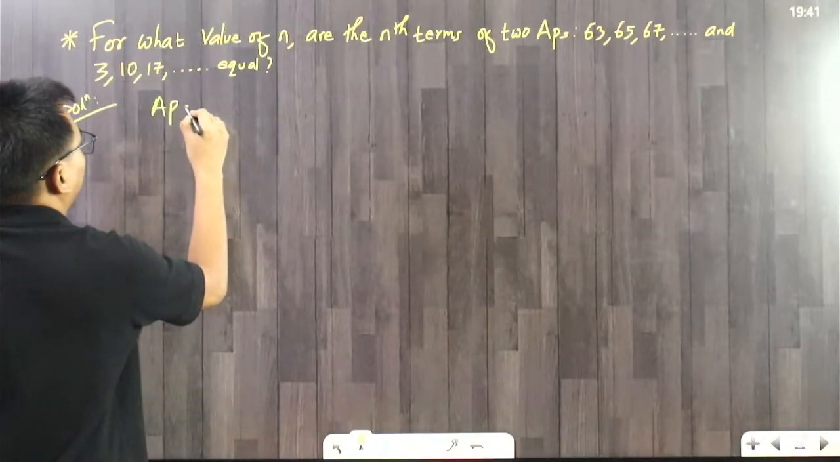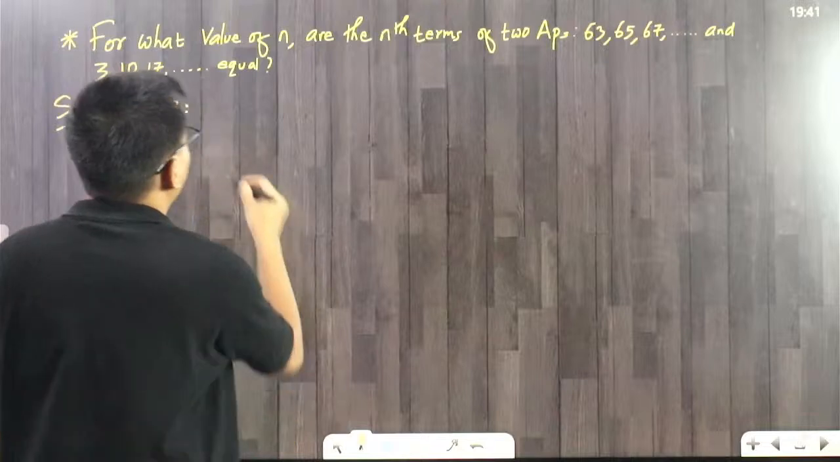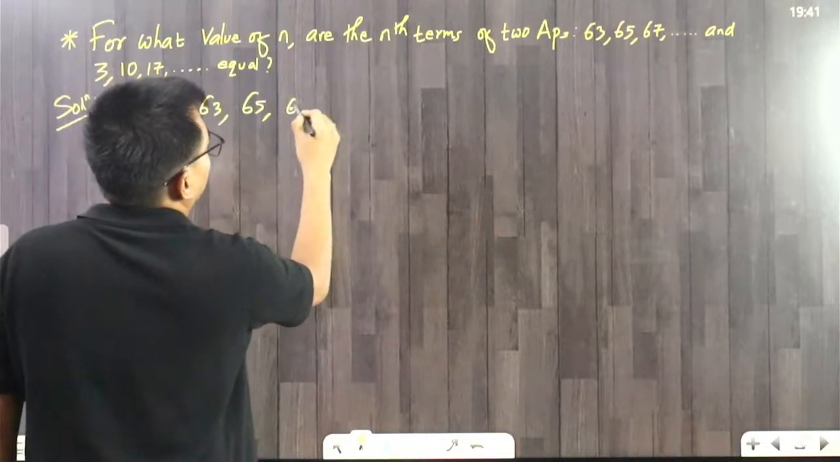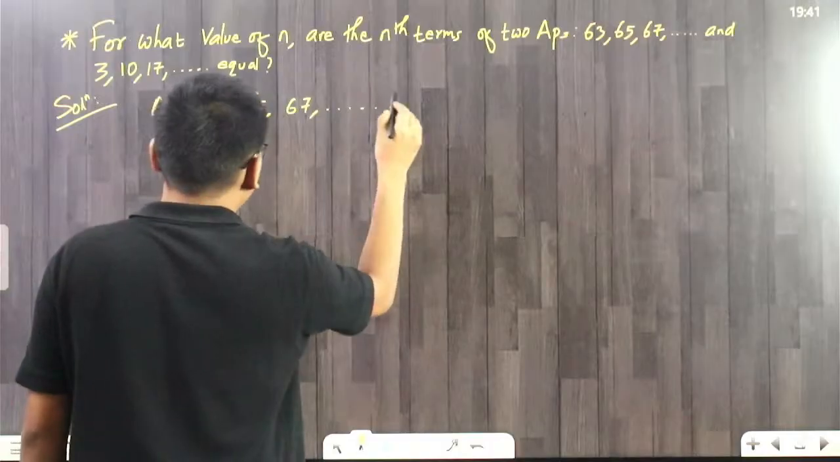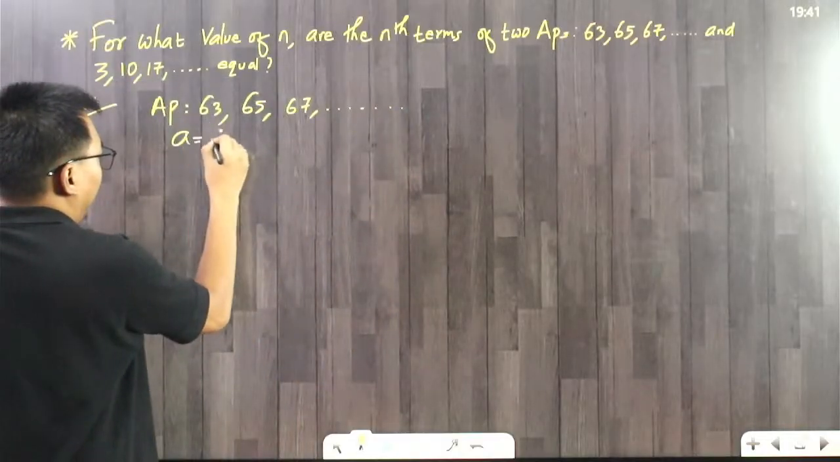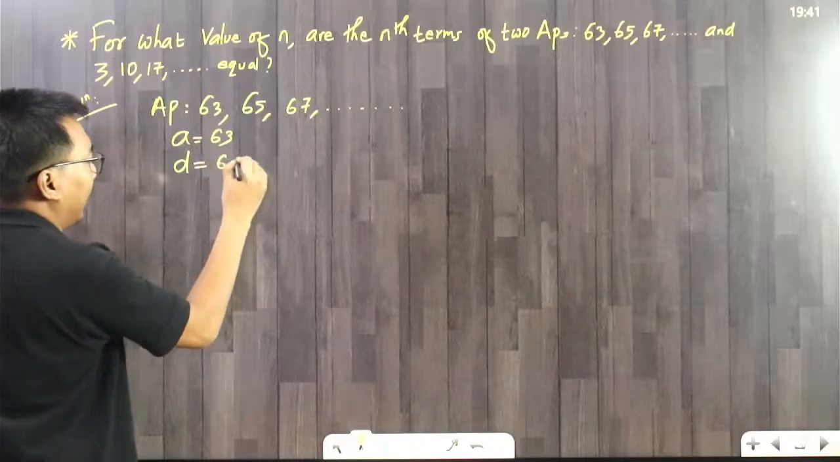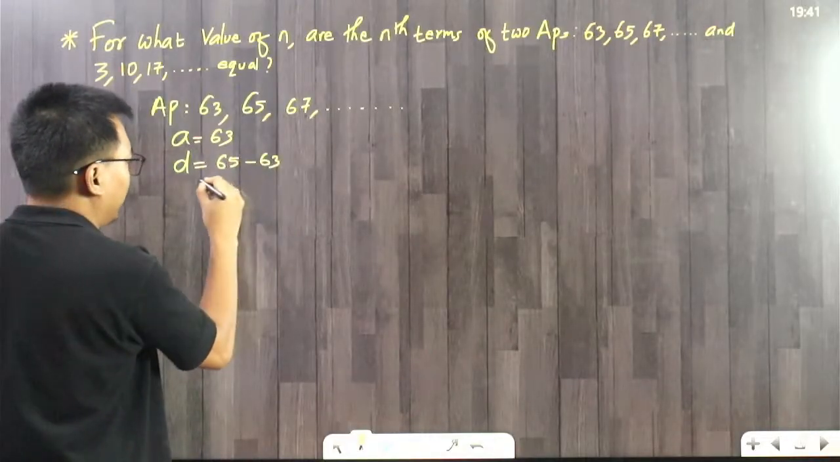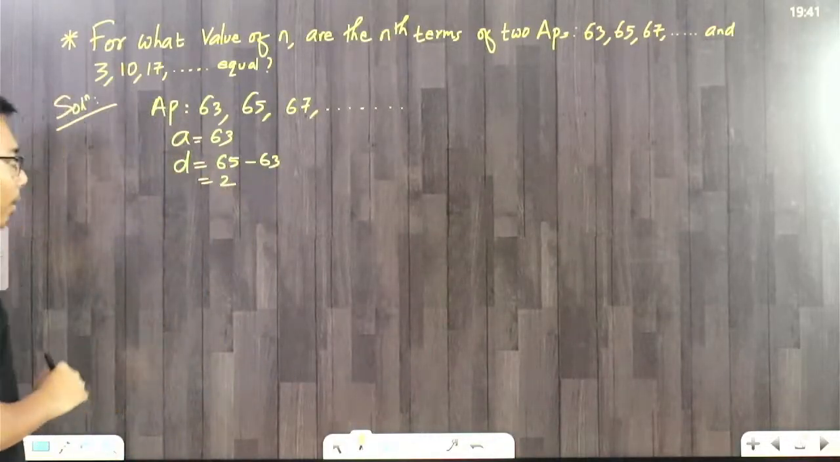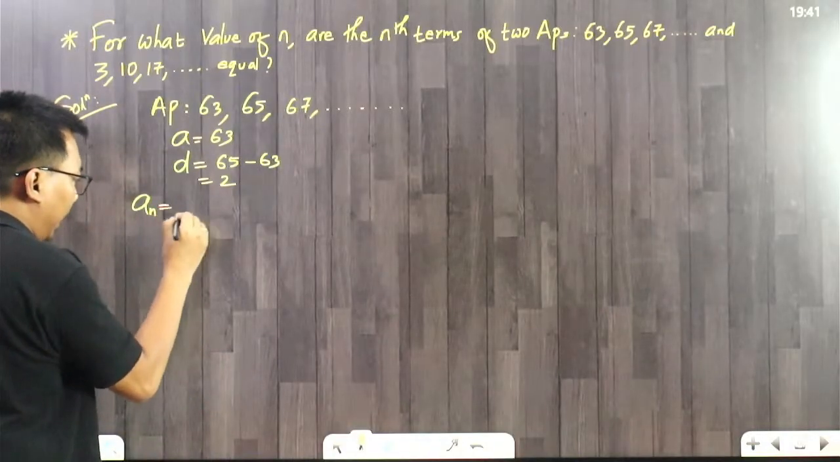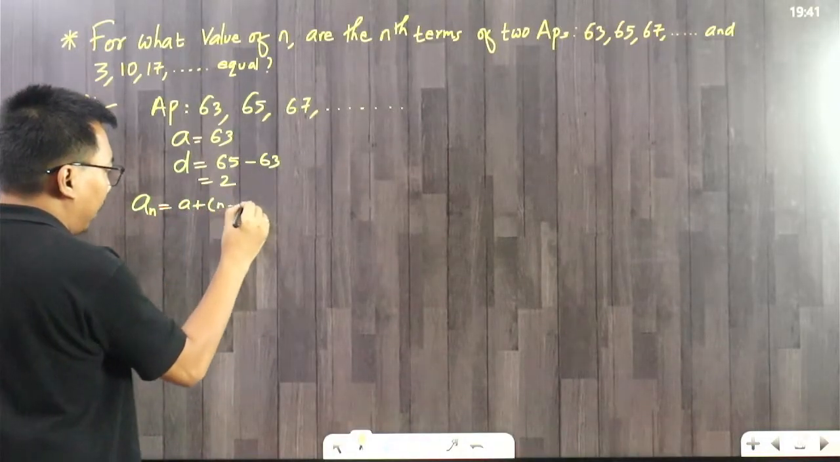What is our first AP? AP number 1: 63, 65, 67, and so on. Now what is the value of a here? First term, 63. Common difference will be second term minus first term, which is equal to 2. So common difference is 2. Now we can easily find the nth term. an is equal to a plus n minus 1 d.